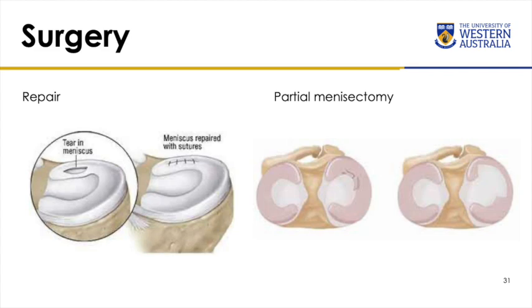Meniscal surgery can be divided into repair, which you see pictured on the left, versus partial meniscectomy or debridement of the tear to a stable base, as pictured on the right. Surgery is indicated if the patient has mechanical symptoms, that is locking or catching, which is recurrent and not settling with non-operative treatment.